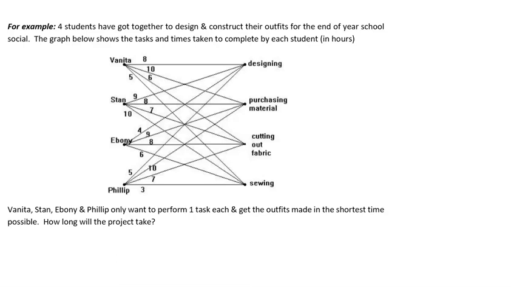So we can see Vanita can do designing in 8 hours, purchasing material will take her 10 hours, 6 hours for the cutting out, and 5 hours for the sewing, and so forth for each of the 4 people and each of the 4 tasks. So Vanita, Stan, Ebony and Philip only want to perform 1 task each and get the outfits made in the shortest time possible. How long will the project take?